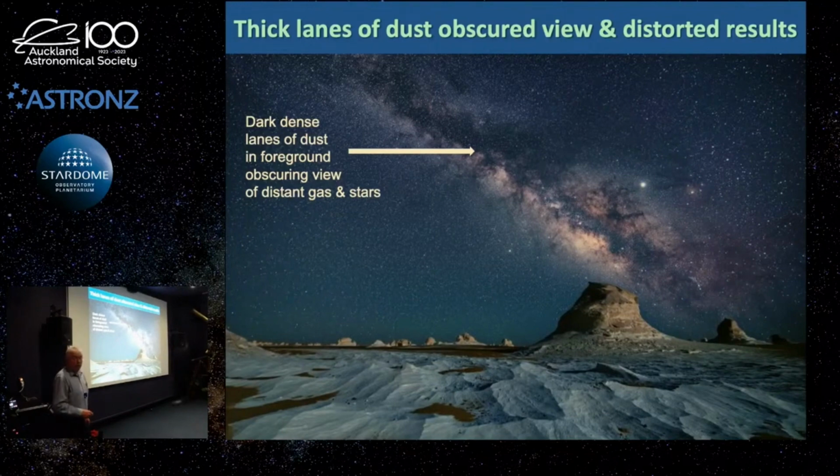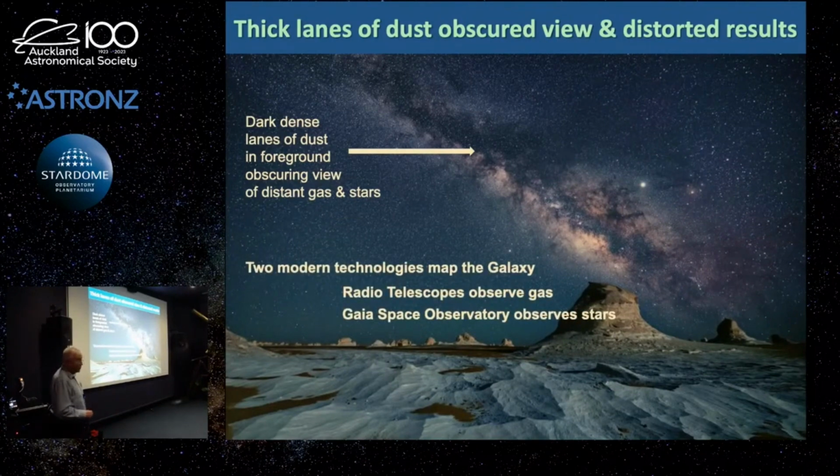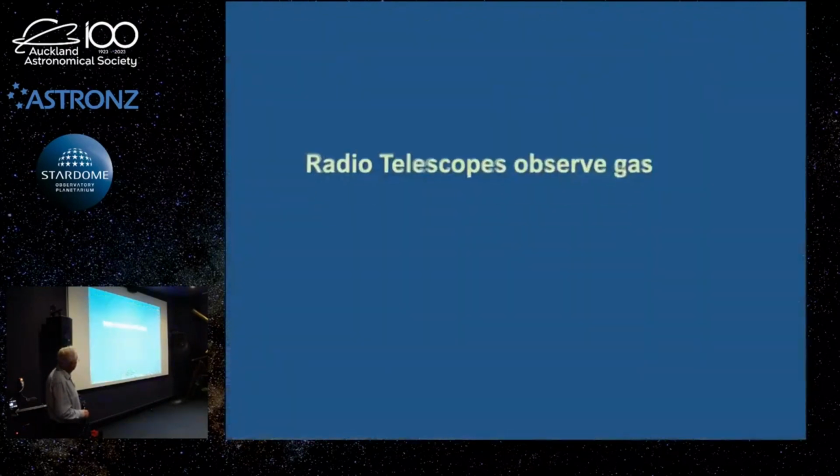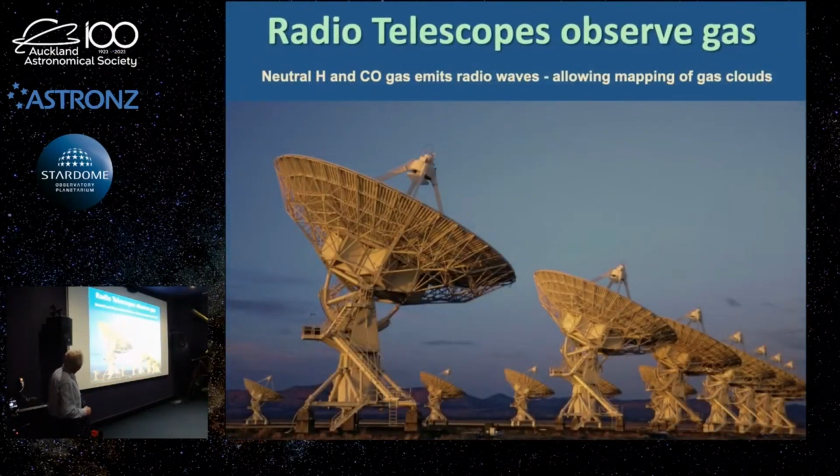But with time and better technology, we're now able to cut through the light of that dust. There are two modern technologies that allow us to map the galaxy. One is radio telescopes, which observe the gas in the galaxy, and the other is the Gaia Space Observatory, which is able to observe most of the stars in the galaxy, certainly in the vicinity of our neighbourhood, very accurately. We're going to look at these both in a bit more detail. So let's look at each one of these. The radio telescopes came in sort of the 1930s, thereabouts, and have just got better and better and more advanced.